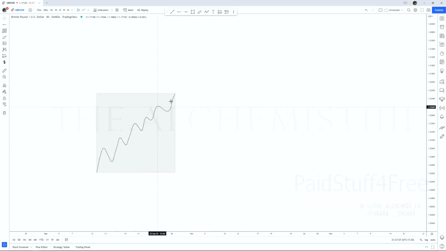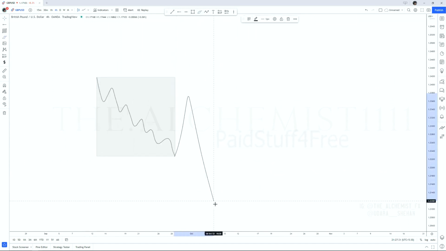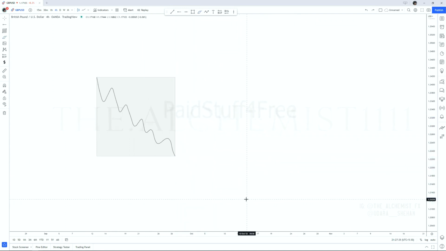If Asia is moving up for more than 50 to 60 pips, let that day go, because the setup will not be clean. London will sometimes do this, sometimes do this. I have no idea where it's going. So let's just let that day go.